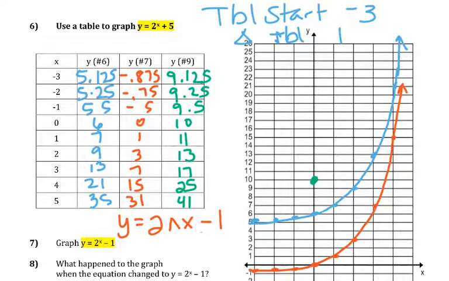So 9.125 is just barely above the 9, 9.25. Oh, whoops, I started too soon. And then 10 is my y-intercept, and then I'm going to go to 11, and then 13, 17, and then 25, and then I'm off the graph, so I'm going to go ahead and graph that.